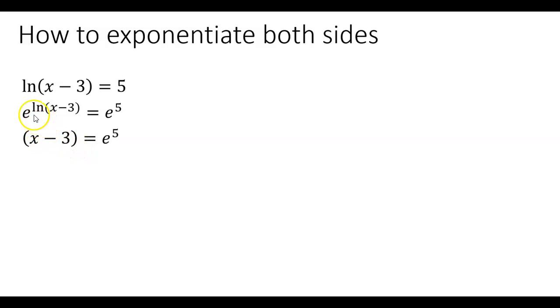So when we do that, we're just going to get the x minus 3 over here is equal to e to the 5th, which is what we would have gotten if we had done it the other way as well. And then we can just solve, add 3 to both sides, and we get x is equal to e to the 5th plus 3, which is approximately 151.413 rounded.